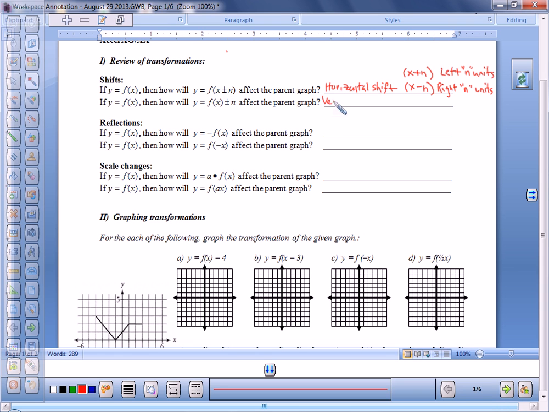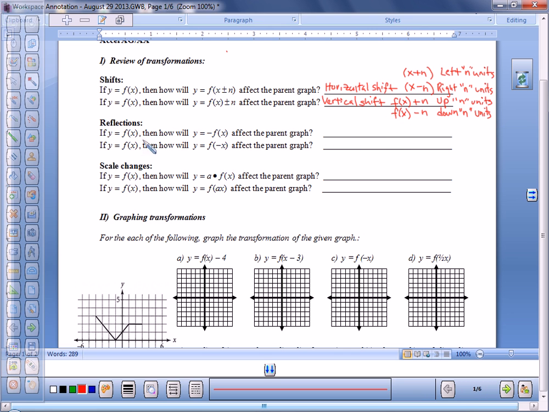Vertical shift. Up or down. And this happens in the same way. So if I had f of x plus n, this would be up n units. And if I had f of x minus n, that tells me to shift down n units. Okay, were you able to get all of this without me? Yes, ma'am. Okay, so mostly yeses, but then some no's. That's good. But does it make sense now? Yes. Okay, good.